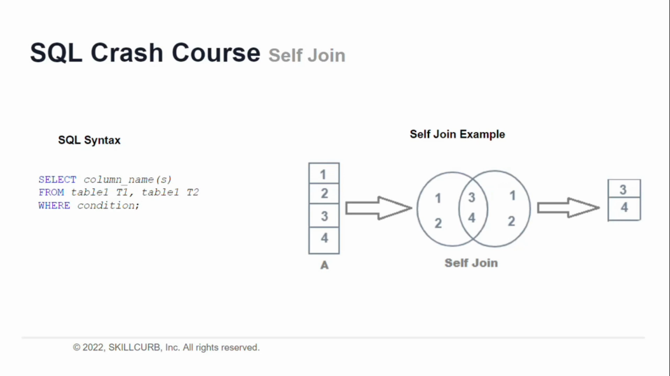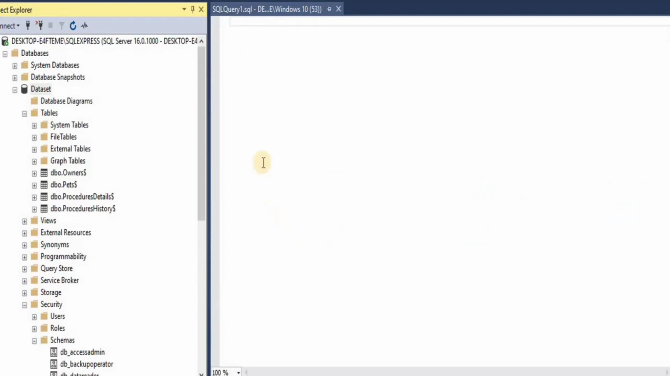Here in the example, you can see that we have a single table A which is going to be joined with itself. When the table A is joined with itself, then the common value that is present between both tables on the basis of certain condition, which is 3 and 4, will be in the result set. Now we are going to actually run these join queries on a database.